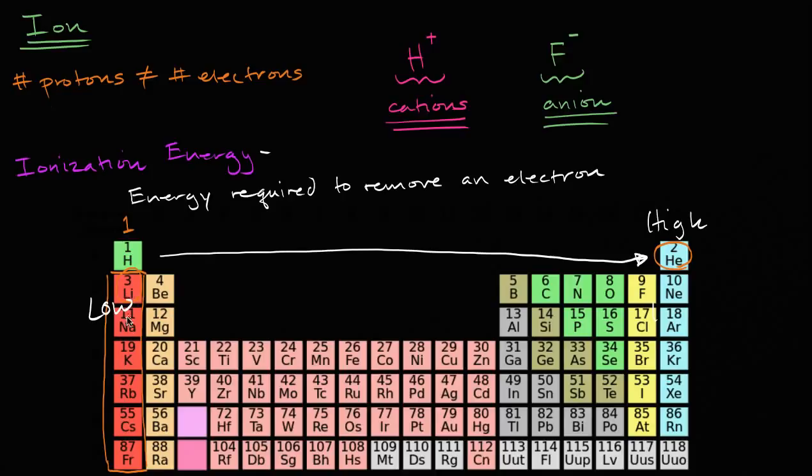Well, within any group, if we look at the alkali metals right over here, if we're down at the bottom, say cesium, that electron in the 6th shell is going to be further from the nucleus than the 1 electron that lithium has in its 2nd shell. So it's not going to be as closely bound to the nucleus. That 1 electron is going to be even easier to remove than the 1 electron in the outermost shell of lithium. So this one has even lower ionization energy.